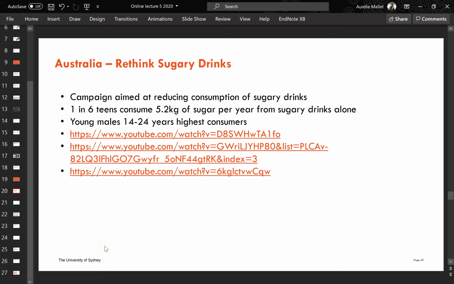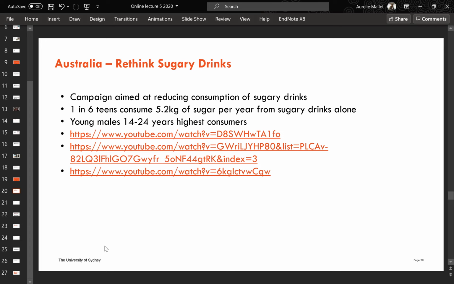So in Australia, there's a campaign going. It's been going for a few years online, but only recently, I think late last year or early this year, they started running the ads on TV as well. But this has actually been on the internet for a few years now, probably like 7 years or so. So the campaign here in Australia is called Rethink Sugary Drinks. It's aimed at reducing the consumption of sugary drinks, so soft drinks, energy drinks, sport drinks.